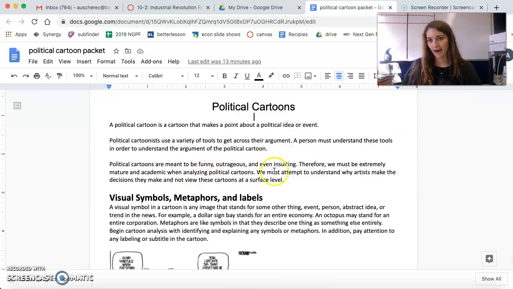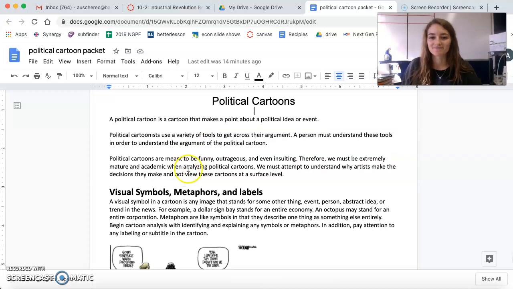You will be filling out this packet, which you'll be able to find in Canvas. And this video is just to walk through the packet with you, to help explain and to help you really see these techniques. So first, a political cartoon is a cartoon that makes a point about a political idea or event. Political cartoonists use a variety of tools to get across their argument. A person must understand these tools in order to understand the argument of the political cartoon. They are often meant to be funny, outrageous, and sometimes insulting.